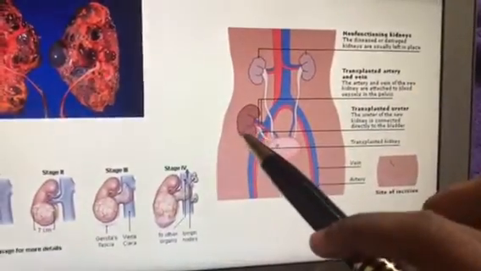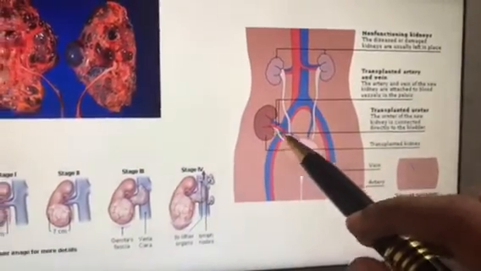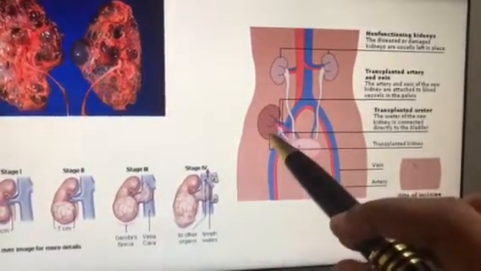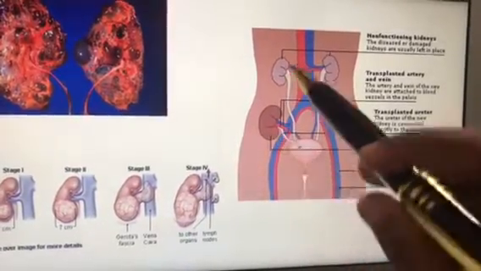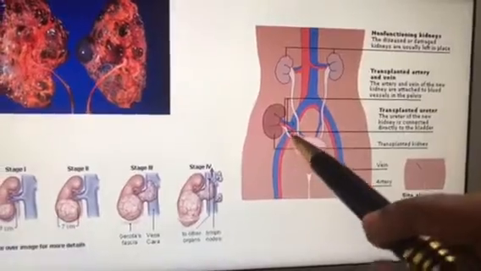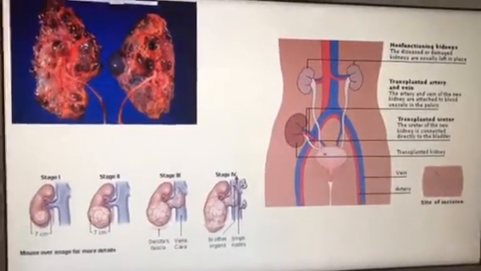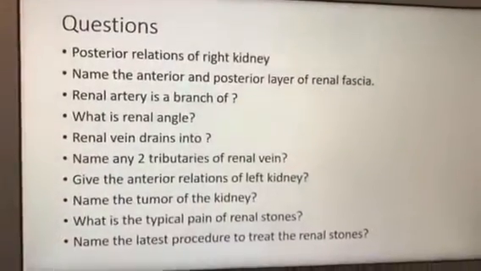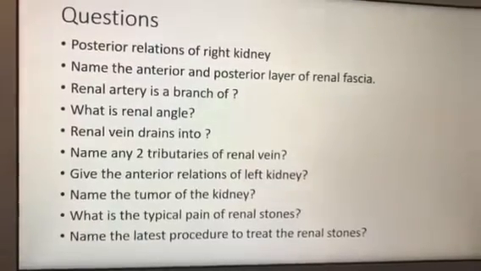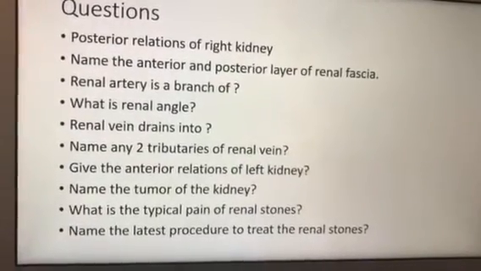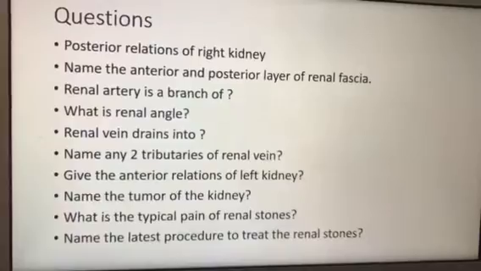This is the transplanted kidney, and they keep the transplanted kidney in the iliac fossa only, not here. Understood? Then they anastomose this area. These are the questions. Try to answer all the questions. If you are able to answer, then you could understand.